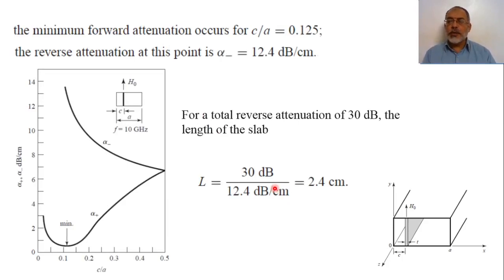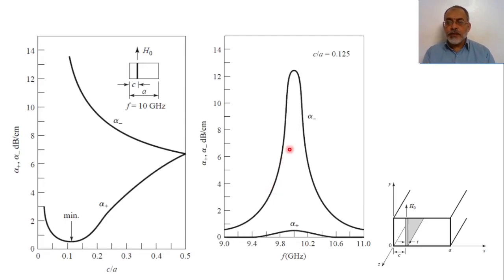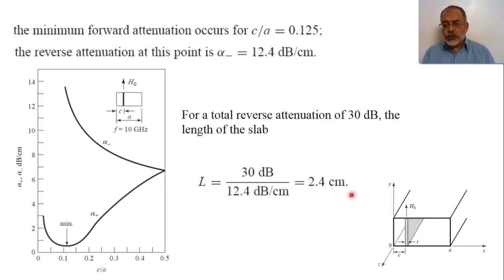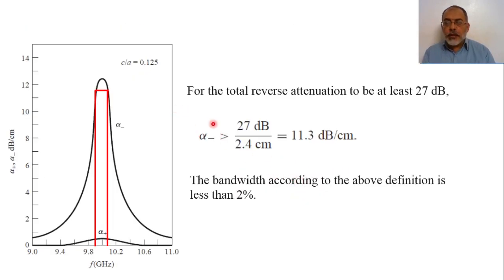The question now: what is the bandwidth of this isolator such that the minimum attenuation in the reverse direction is 27 dB? It means that if I deviate the frequency here, the value of the attenuation coefficient per centimeter will be less than the maximum value. So we are going to design for 27 dB over 2.4 centimeters, which is the obtained length. We find that the minimum attenuation coefficient alpha minus should be 11.3 dB per centimeter.